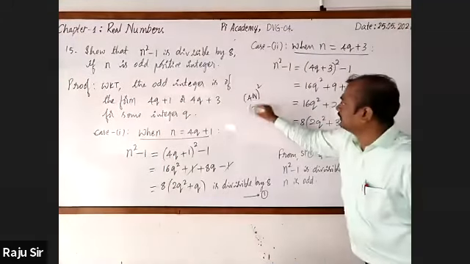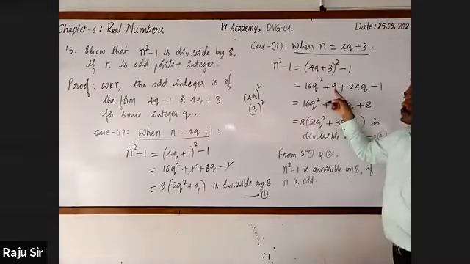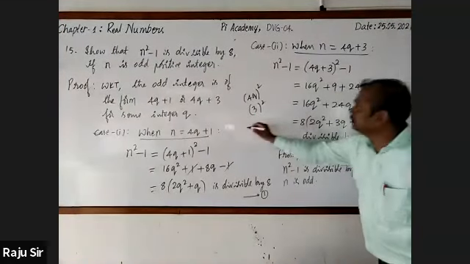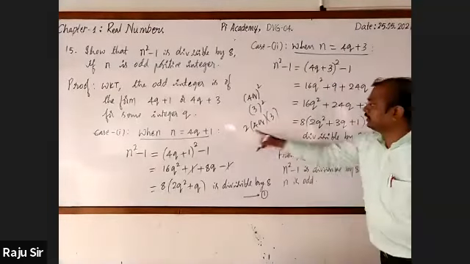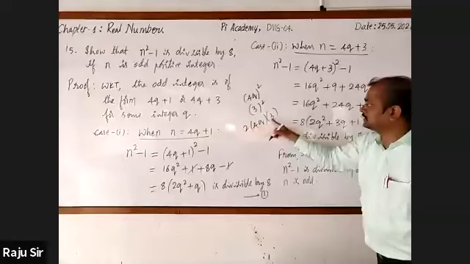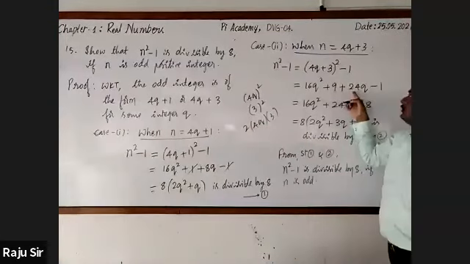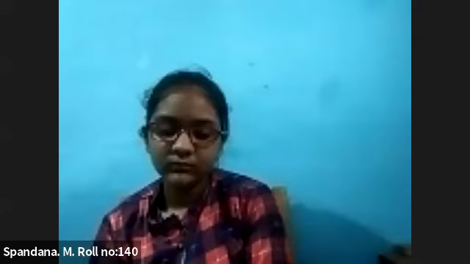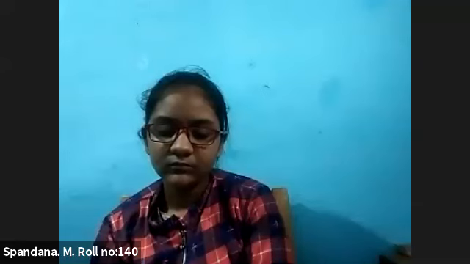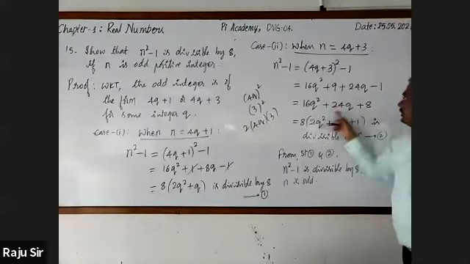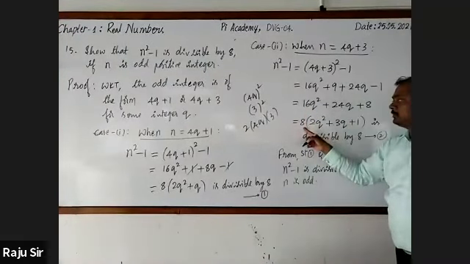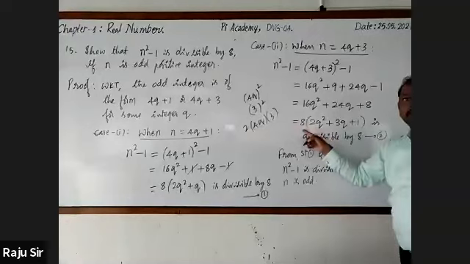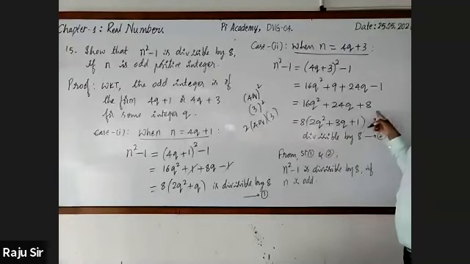b square, 3 whole square, 3 square is 9. Then 2ab, 2 into 4q into 3, that is 24q, minus 1 as it is. In the next step, 9 minus 1 is 8. In the next step, all the coefficients are multiples of 8. Hence, we have taken 8 as common factor. On taking 8 as common factor, you will get the remainder 0. Therefore, it is divisible by 8.